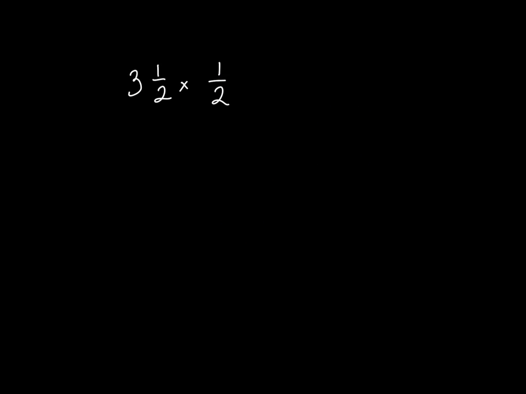Okay, let's again take this mixed number and change it to an improper fraction. We're going to do 2 times 3 plus 1 over 2. So 2 times 3 is 6, plus 1 is 7. And 1/2 is already a fraction. We don't need to change it.